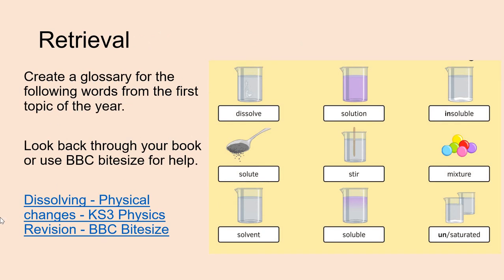Finally, there's another little retrieval activity. So I would like you to create a glossary of the following words that were included in your first topic of the year. So you can either look back in your book to help you, or you can use BBC Bitesize. And I've added a link for you here that may help.